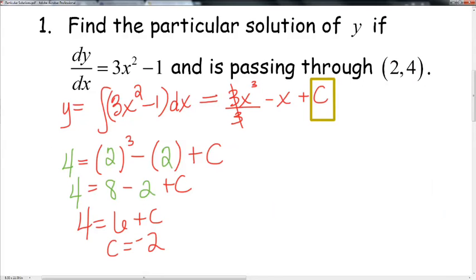Well, just because I solved for c, I can't just leave it in this form. They want me to put it all together. And so my form is y is equal to x to the third minus x minus 2.